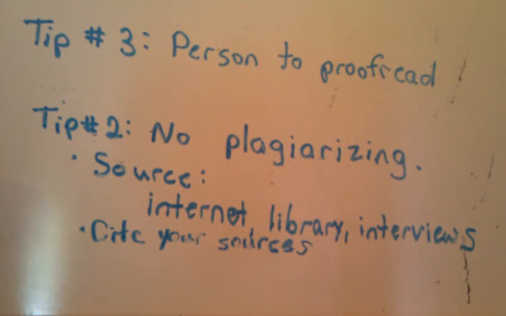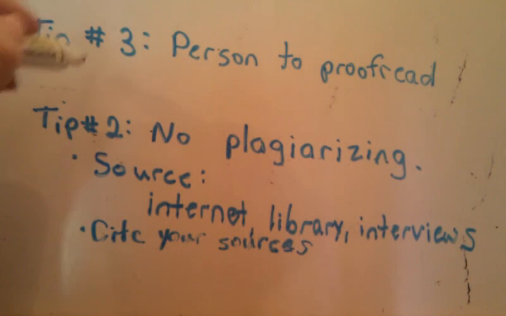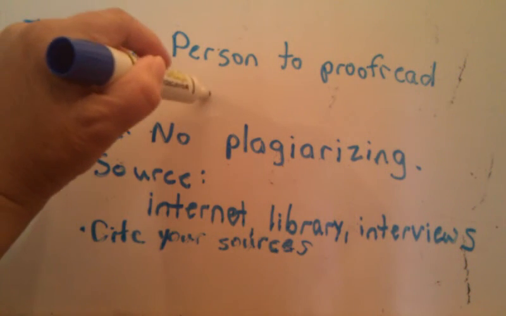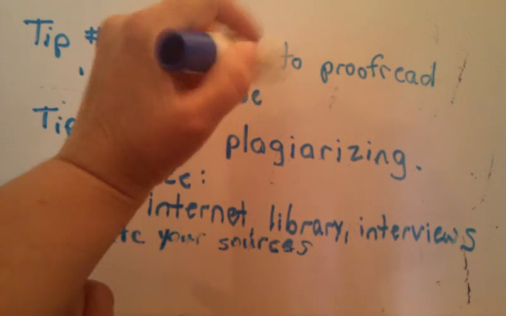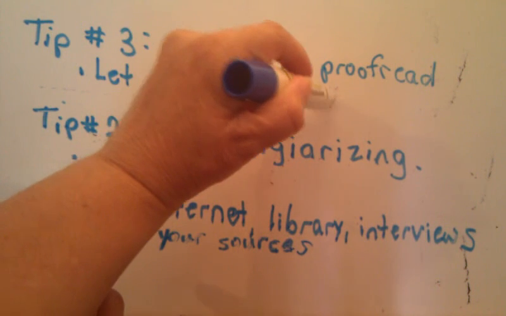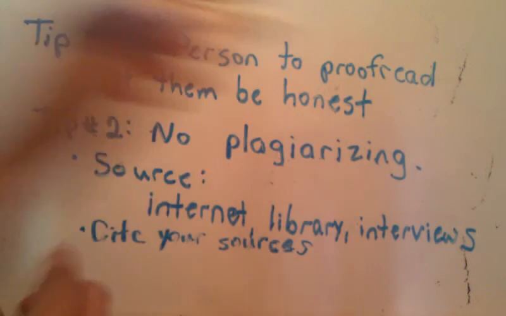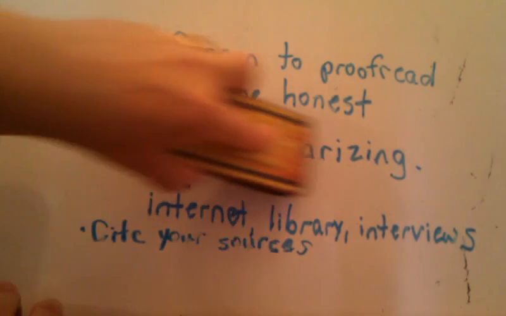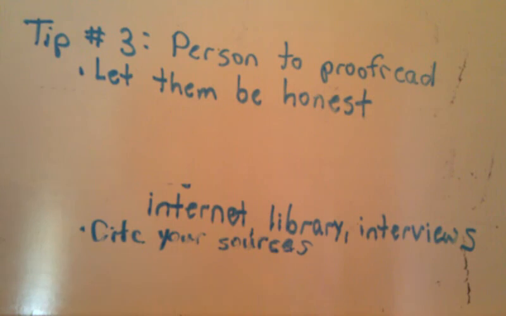Okay. You need a person to proofread. Let them be honest. Don't take offense because they don't understand something. Let them be honest. That will help you become a better writer if you take their advice. Remember, a wise person learns from other people. That way you don't have to make all the mistakes yourself. Okay?